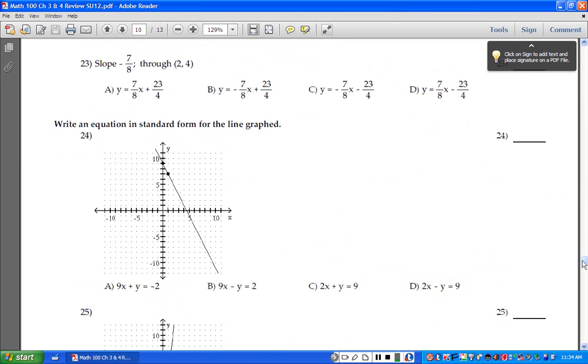Alright, 23. Doing the same thing. Have my slope, have my point. So I have an m, and I have an x and a y. But in this case, instead of plugging straight into the y equals mx plus b, I'll do this one another way. I have a point and I have a slope, so I'm going to plug into the point slope equation, which is this.